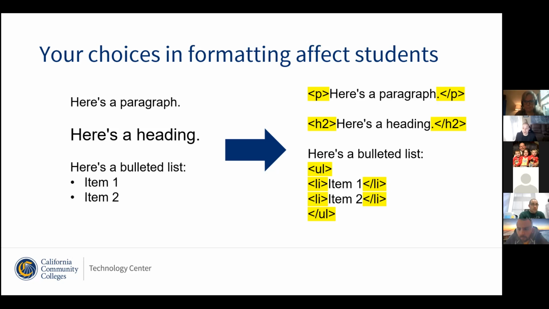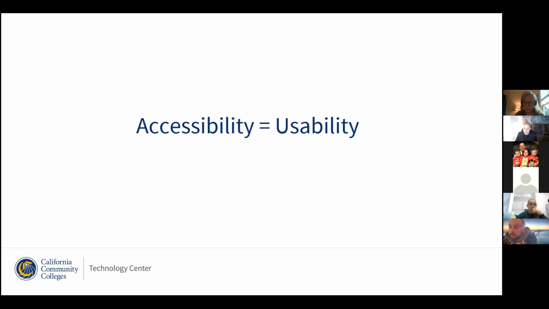So if we don't have our content in a heading or a paragraph or a list, a user using technology will not know that. And so if you were to give them a 100-page document with no formatting, they will not be able to navigate to the page that they need to get to. Accessibility equals usability. Basically, it's important for your students to be able to navigate through the course material. Can they access all the information they need in order to pass your class?